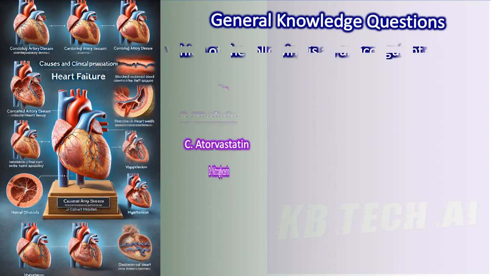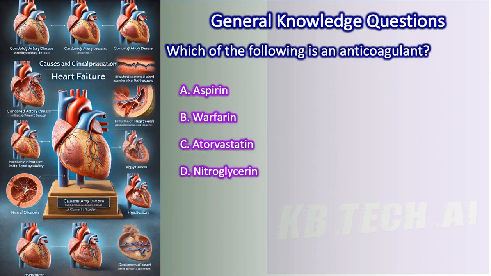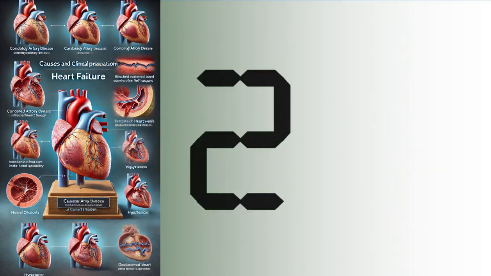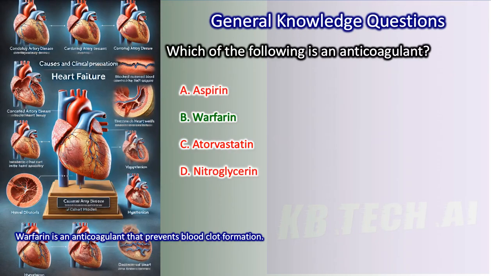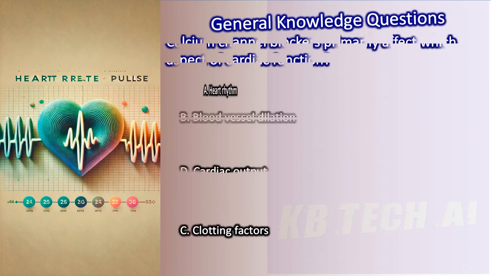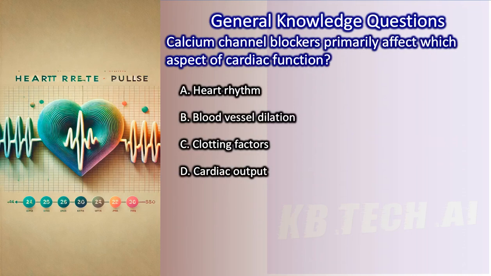Which of the following is an anticoagulant? Option 1, aspirin. Option 2, warfarin. Option 3, atorvastatin. Option 4, nitroglycerin. The answer is option 2, warfarin.